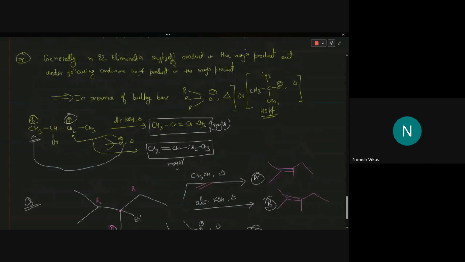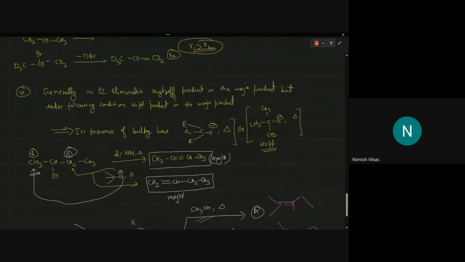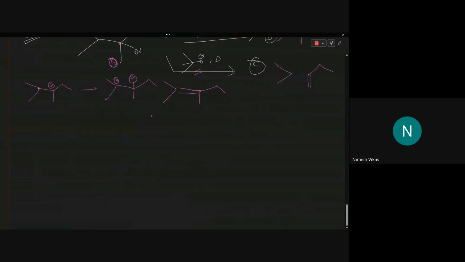Also, one more case, like I'm telling you, this particular condition generally leads to elimination. Saytzeff product is the major product, but under the following condition, Hofmann product becomes the major product. So the first condition is when the base is very much bulky. The second condition that you should remember with respect to this chapter is that in presence of crowding on gamma positions of the leaving group. So this you can write: presence of crowding on gamma positions of the leaving group.